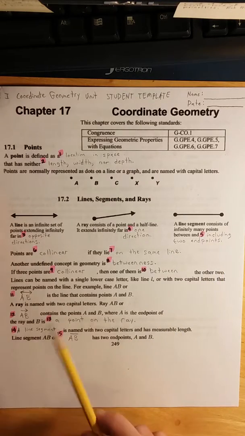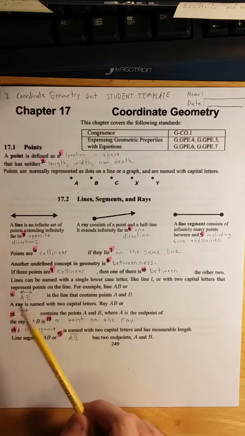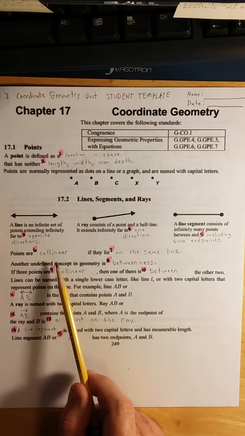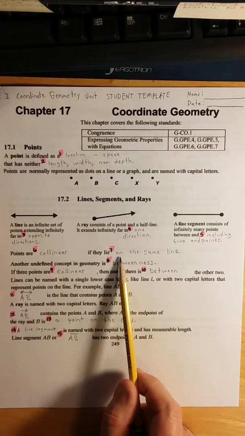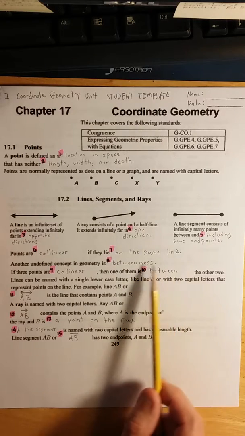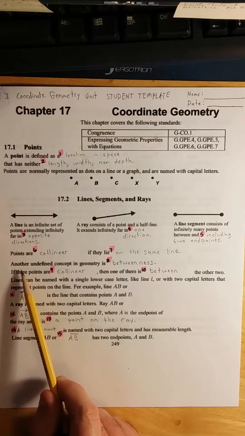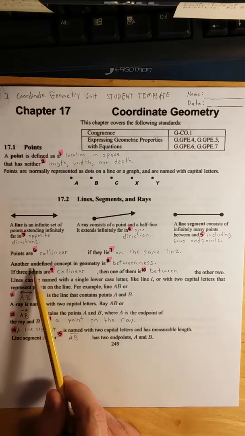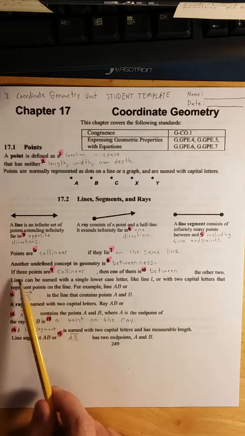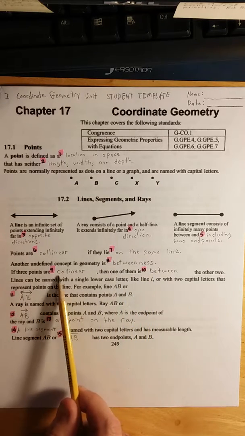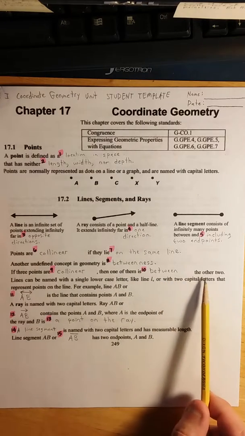And then we're going to talk about collinear points. So basically, collinear means that they exist on the same line. Points are collinear if they lie on the same line. And then we're going to talk about another concept, betweenness. Another undefined concept in geometry is betweenness. If three points are collinear, then one of them is between the other two.